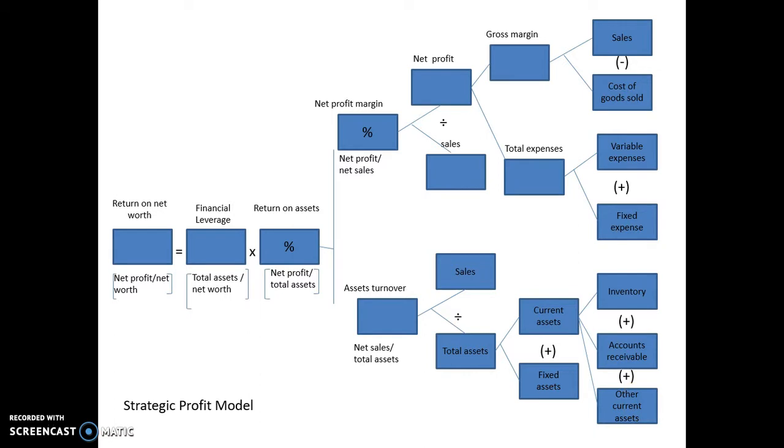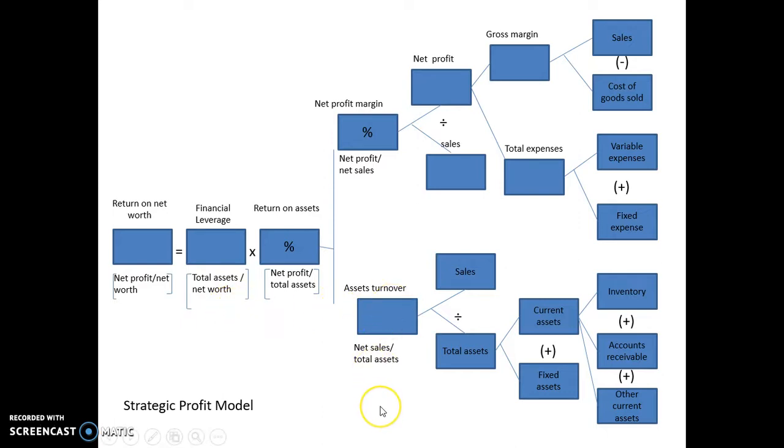So again, if we divide the net profit by the total assets, that will give us the return on assets in percentage. And if we multiply it by the financial leverage, that is the total assets divided by the net worth, finally it gives us the return on net worth. So this is a strategic profit model and it helps us to understand how much of the total profit is being generated from the total worth which has been deployed or employed in a particular business.